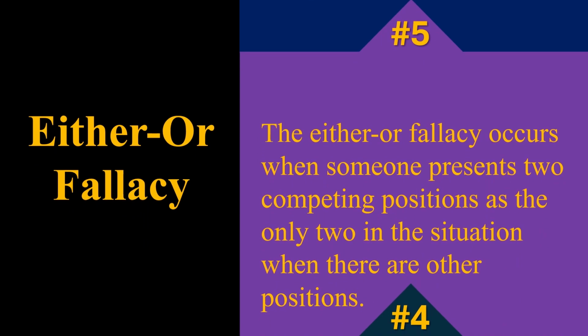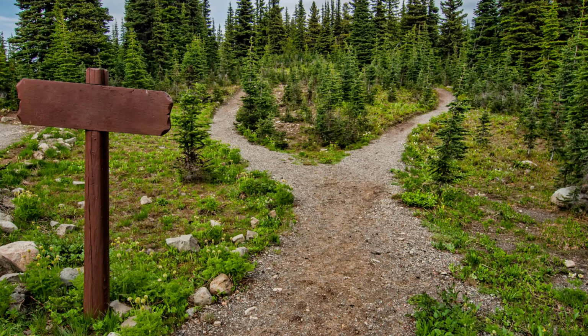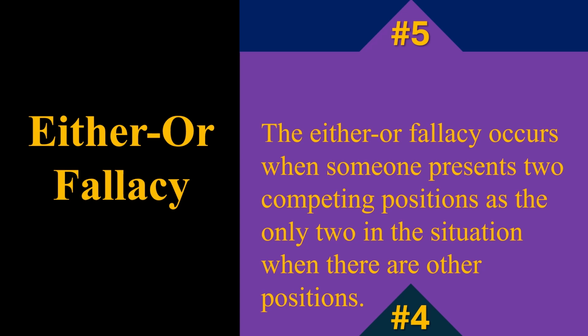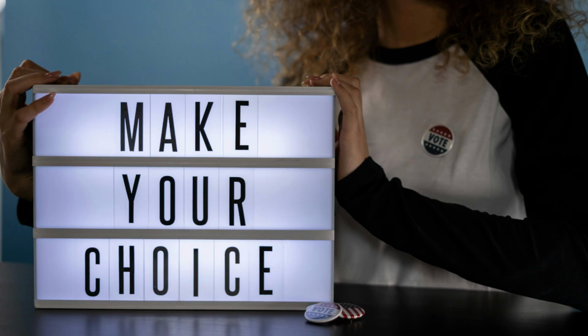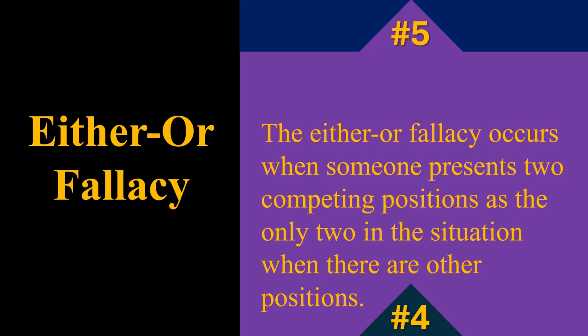Number 5, the either-or fallacy. The either-or fallacy occurs when someone presents two competing positions as being the only possible positions in a particular situation. And usually there are other positions. This actually happens a lot in politics, especially in the United States, because we have two parties. So a lot of times it's really easy to look and say there's the Republican side and there's the Democratic side to this issue. But a lot of issues are much more complex than that.